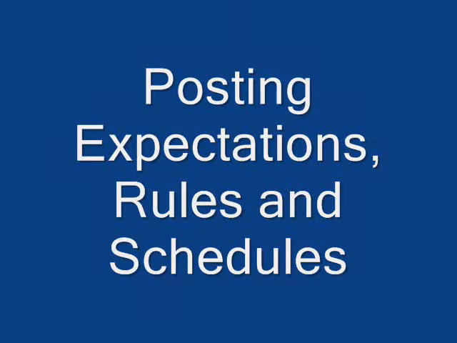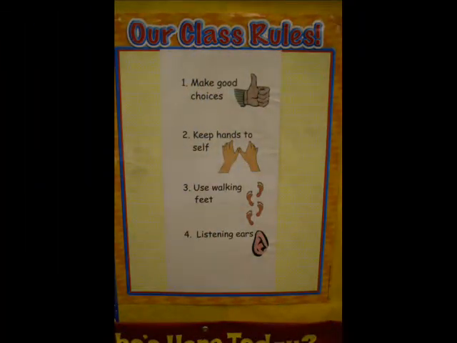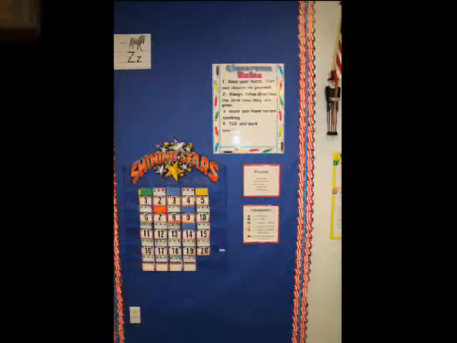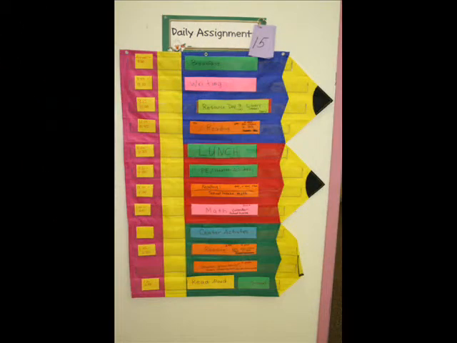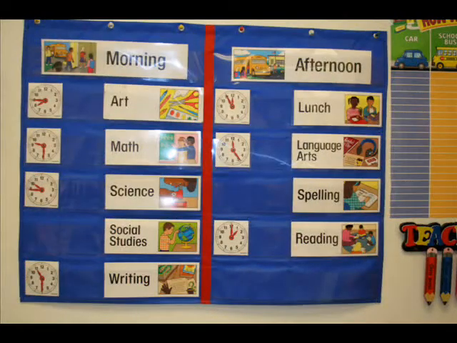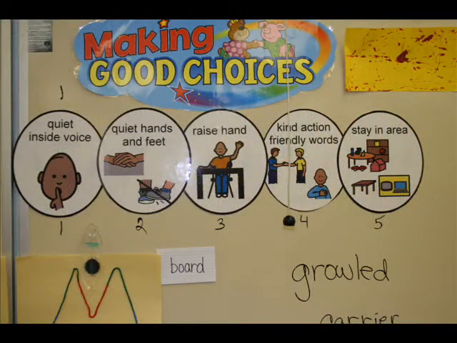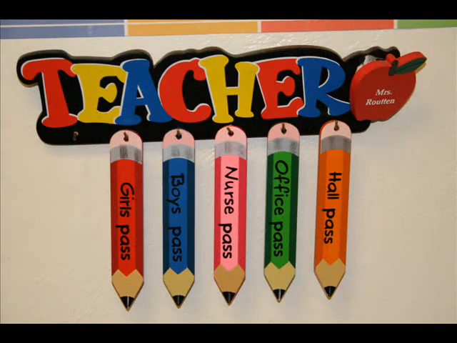Organization in the classroom. Posting expectations, rules, and schedules need to be at the eye level of the students. They should be posted in areas where all students can see them, and the expectations, rules, and consequences should always be written in positive terms. Also, depending on the level of the students and their reading ability, schedules should be written in word and in picture format.